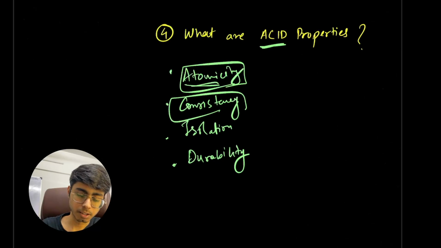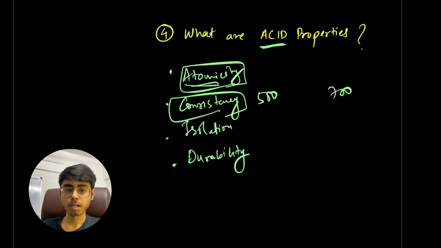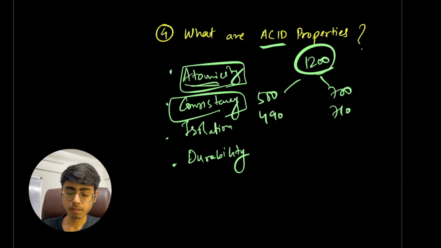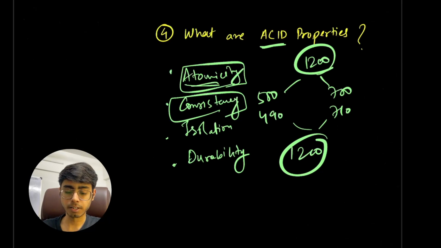Then we have consistency. Let's say my balance is 500 rupees, right? And my friend's balance is 700 rupees. If I send 10 rupees from my account to his account, then my balance will be 490 and his balance will become 710. Before the transaction, the total balance was 1200. After also, the balance will be 1200. Okay, this is consistency. Data should be consistent before and after the transaction. There should not be a gap, right?